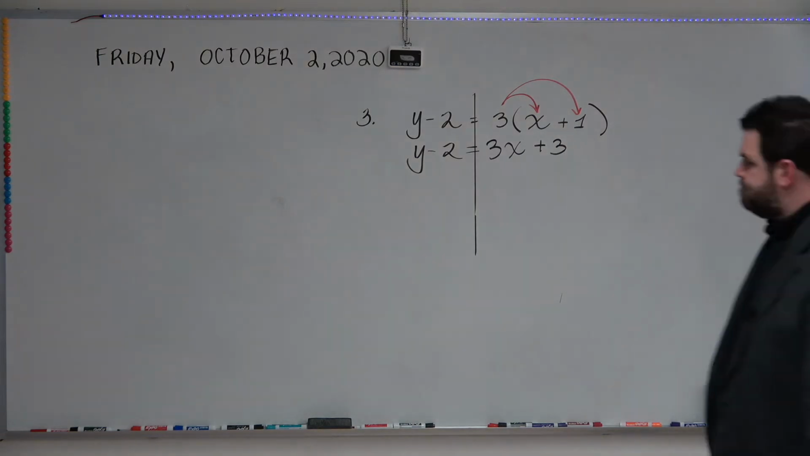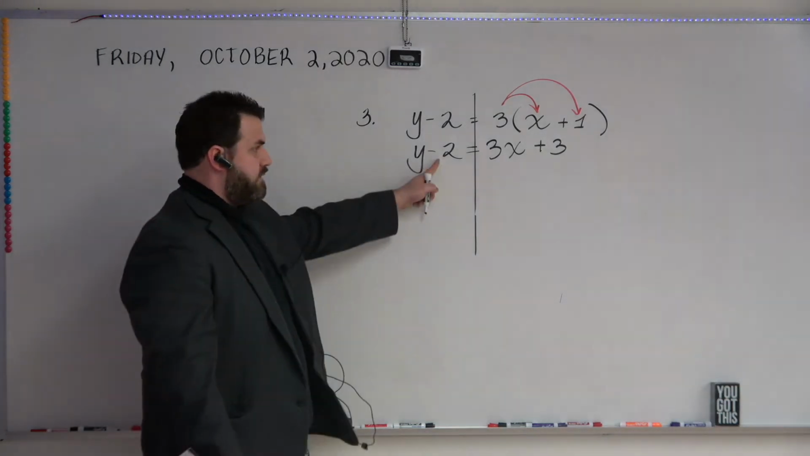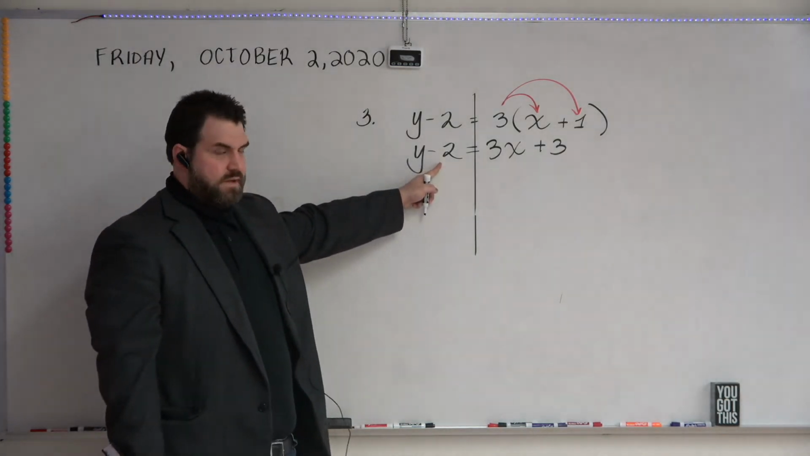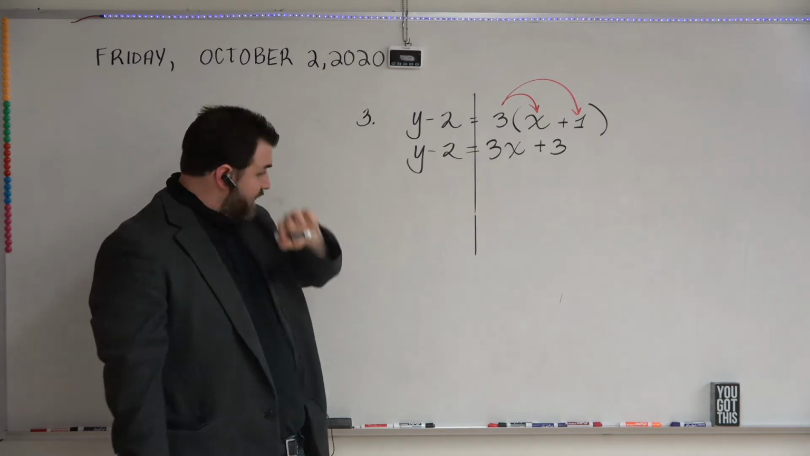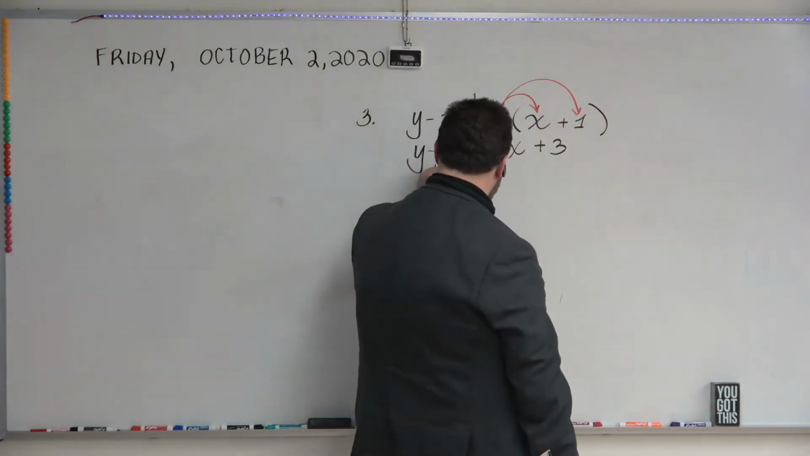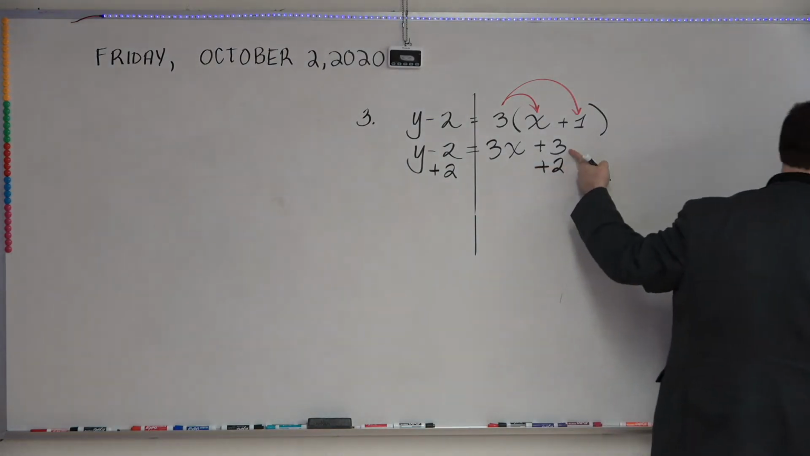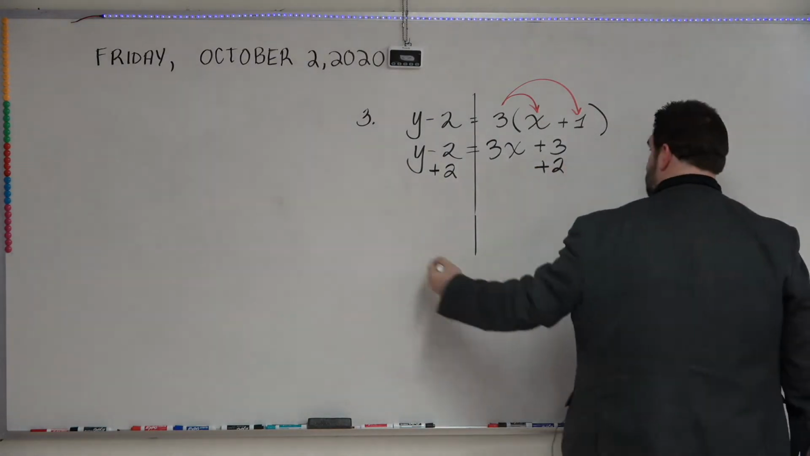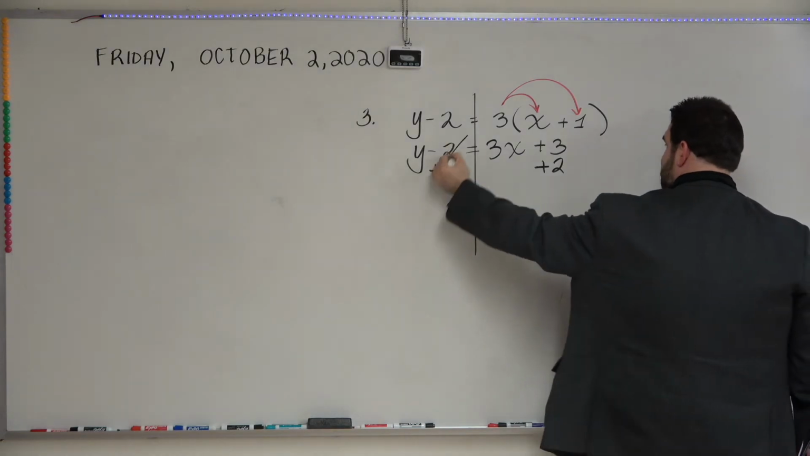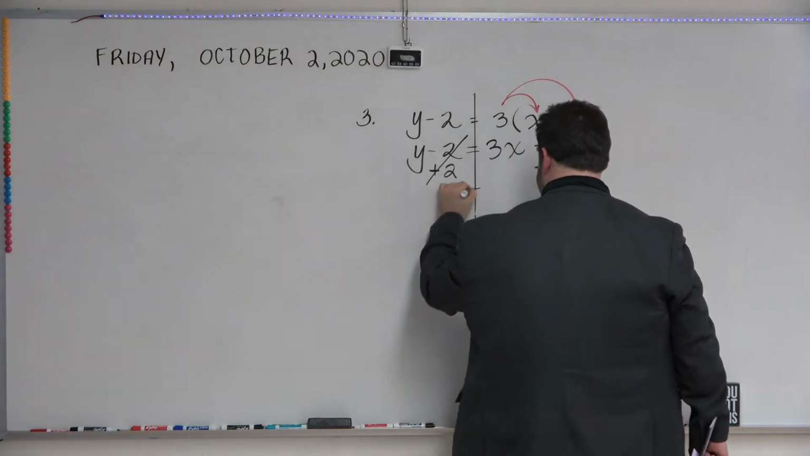I've got to get rid of this negative 2. How do I get rid of it? By putting a plus 2. Good job. Putting a plus 2 underneath, and then make sure you put the plus 2 underneath the constant on the other side. So when you have a negative 2 and positive 2, you can cancel out. And we have y equals.